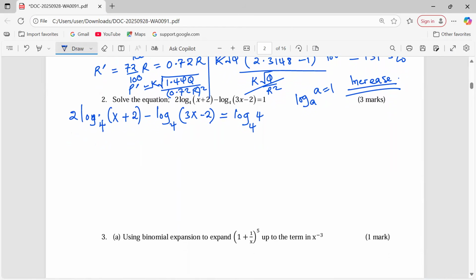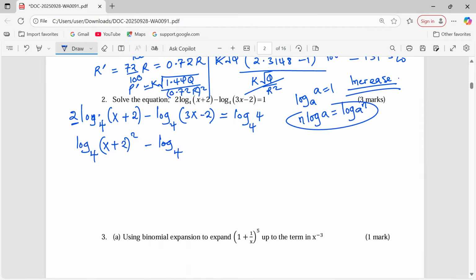Then from there, we can talk about the law that says that n times the log of a can be written as the logarithm of a raised to n. Therefore, here we are having the log to base 4 of x plus 2. Now this one has to be raised to power 2. The 2 here becomes a power according to this law. Minus the log to base 4 of 3x minus 2 equals the log to base 4 of 4.